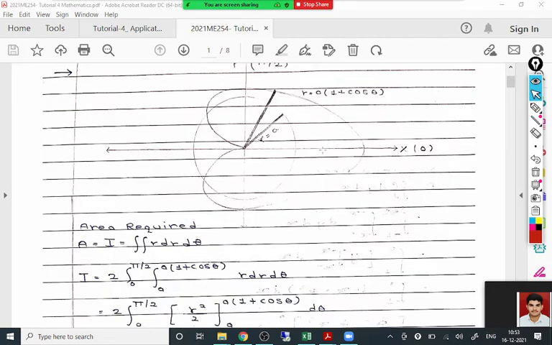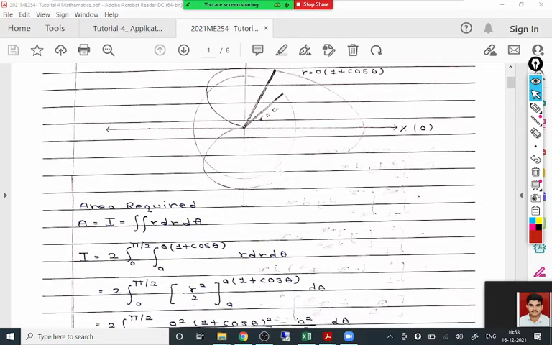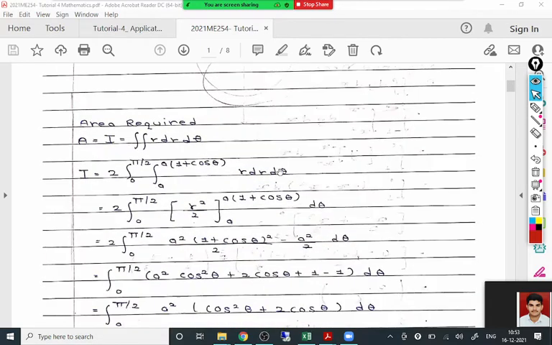So hardly you have 2-3 curves only in your syllabus: circle, cardioid, and lemniscate. Lemniscate is also the curve which is not asked in last 10 years. So whatever questions are coming in the exam are mainly on circle and cardioid only. Ellipse is again not coming in last 5 to 7 years. So maximum focus you should be on circle and cardioid only.